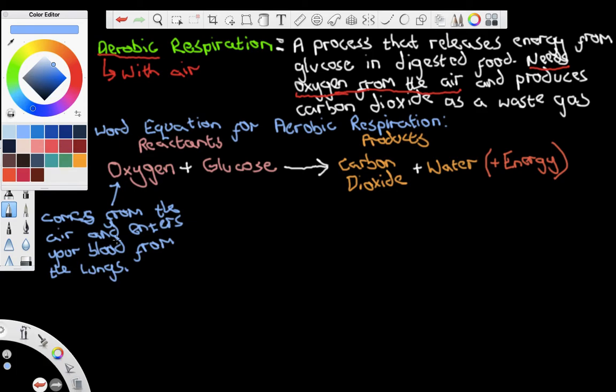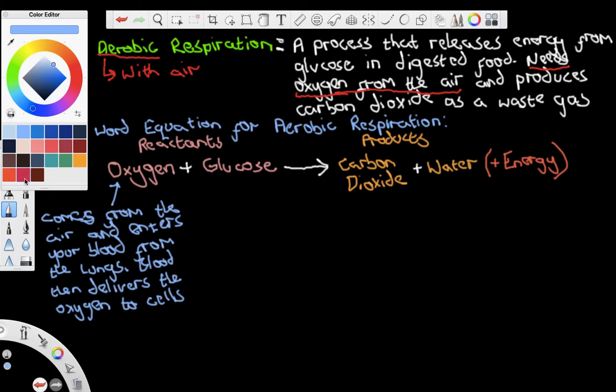We can then say that the blood then delivers the oxygen to cells. So when you breathe in, your lungs take the oxygen from the air, put it into your blood, and your blood then transports it to the cells that need them.